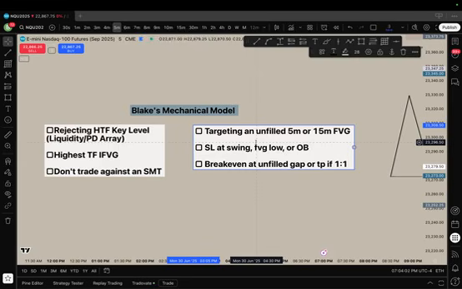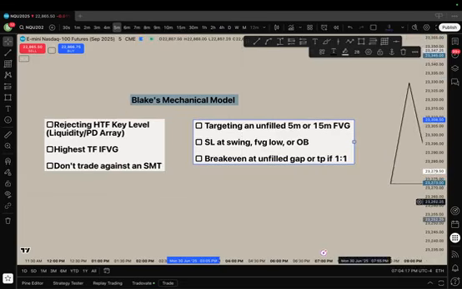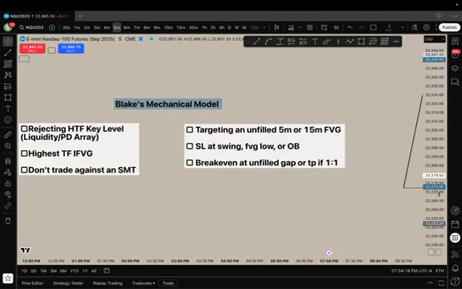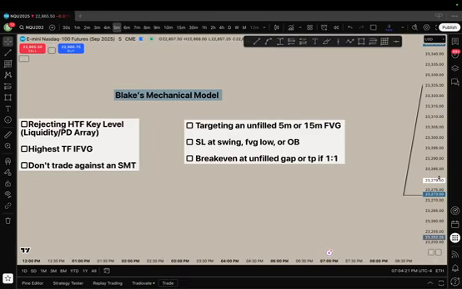Again, the majority of the time, you're not going to have the best R with Mech model, so you can just break even at a 1-to-1, then leave that runner. Runners are also great if you're super confident in those external TPs. If not, though, it's great to just TP at that 1-to-1, or round a 1-to-1, 1-to-2, wherever that next maybe internal draw is, right?